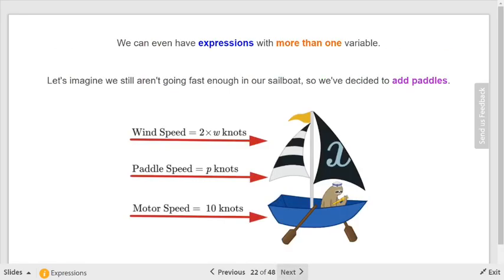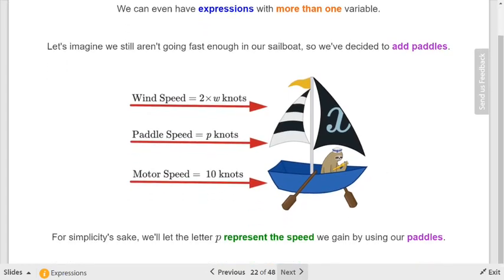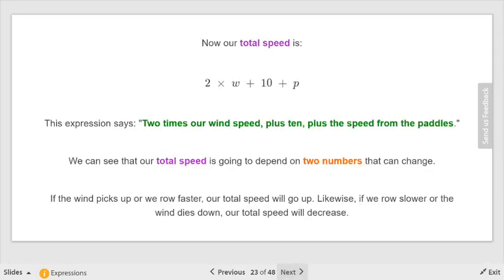Okay? So, imagine you're still not going fast enough, so you decided to add paddles. So now we have some P's. I don't know if you're being chased by something, it's a sloth. You know how fast the sloths like to go. All right, so now we have P. So if we use P to represent the paddles, then we introduce another variable, but it's just adding to what we already had. So 2 times W plus 10 plus P, right? So remember, we can build these up and have as many variables as we want or need.